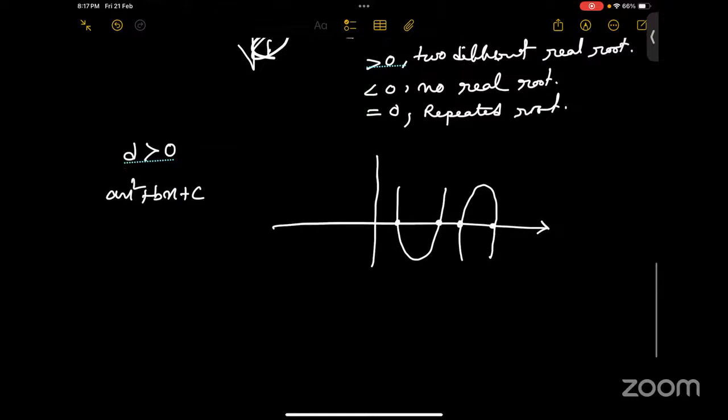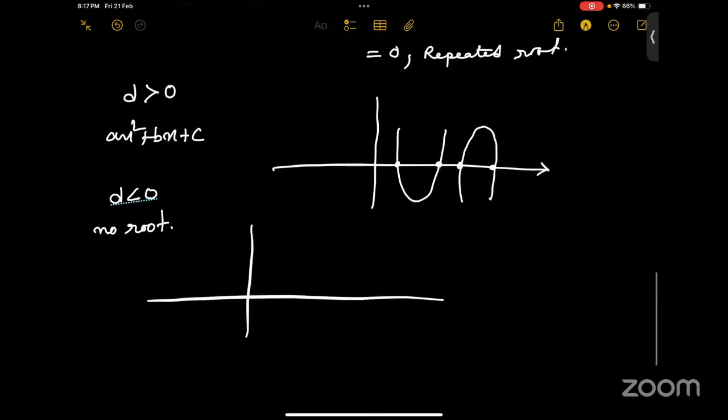And if the discriminant is less than 0, in that case we know there are no roots. That means there will be no x-intercept, right? That means our picture will look either like that, this, or like this, right? So in that case, the parabola doesn't have any x-intercept, right?